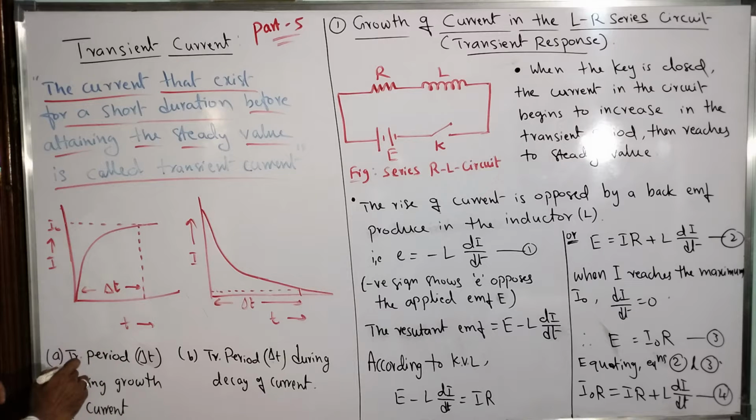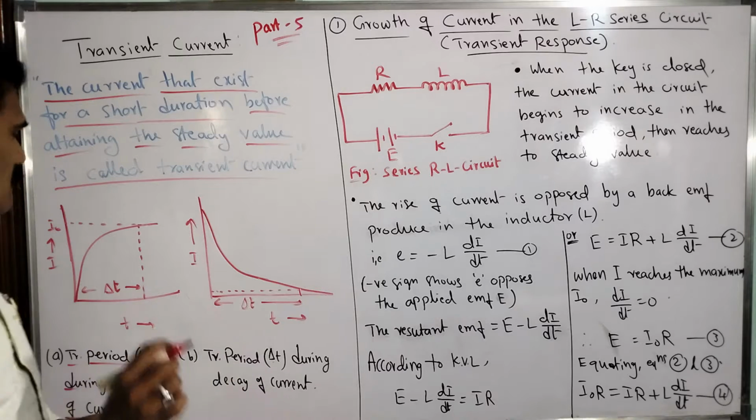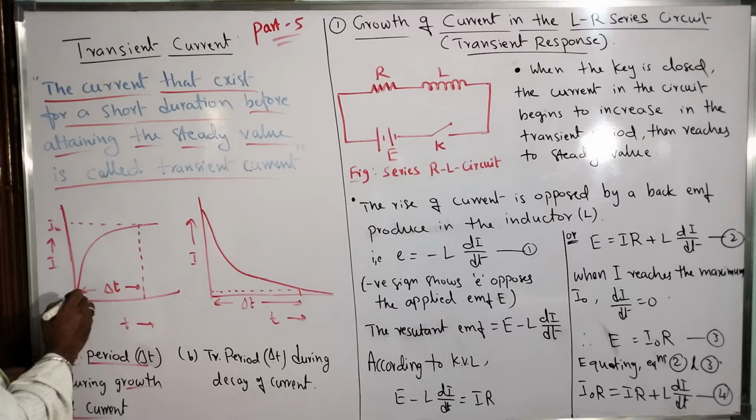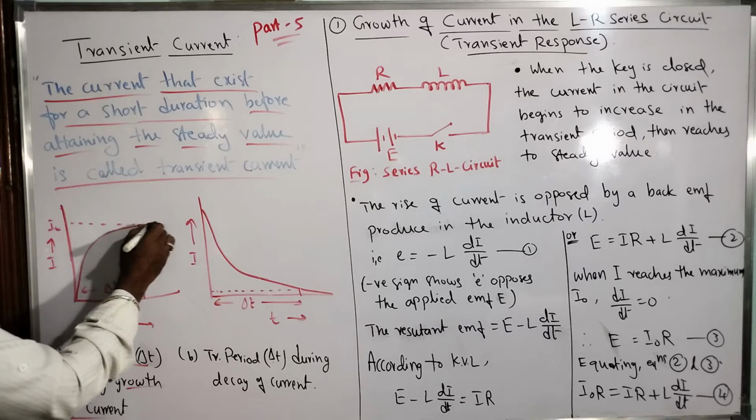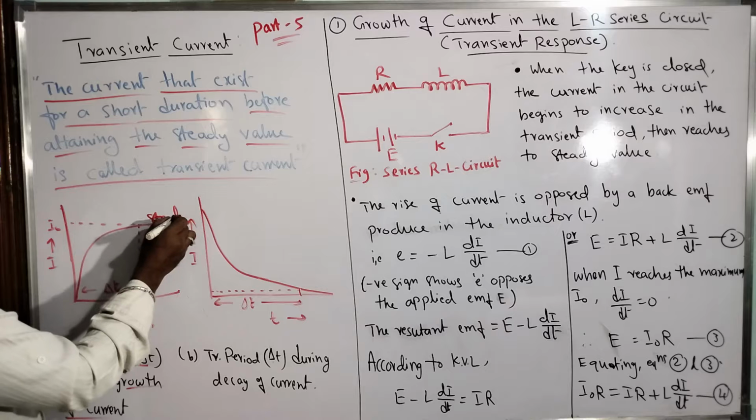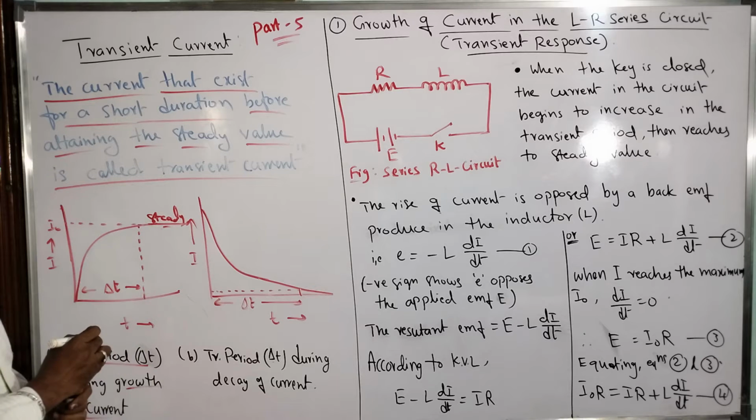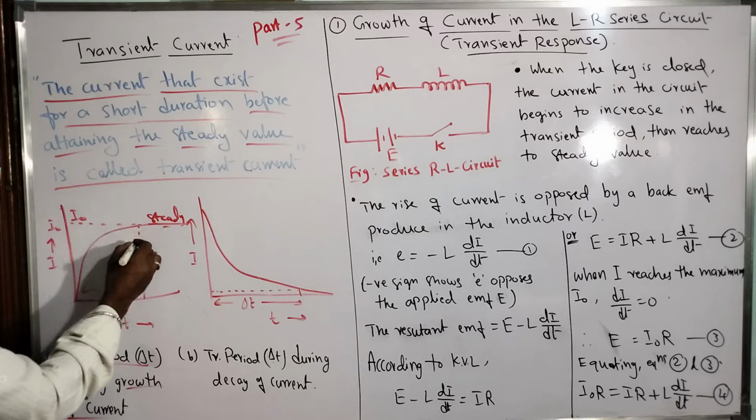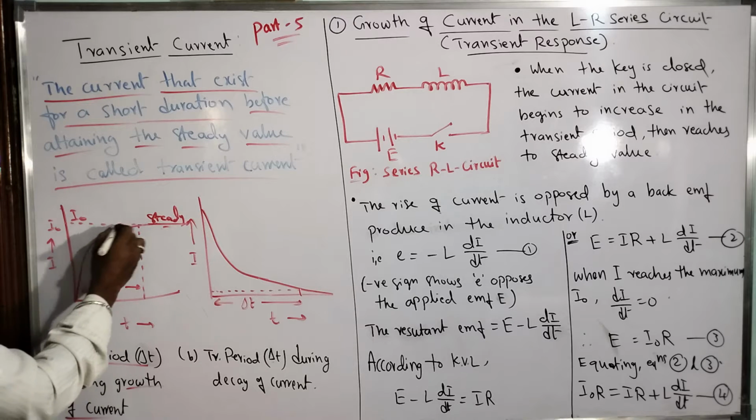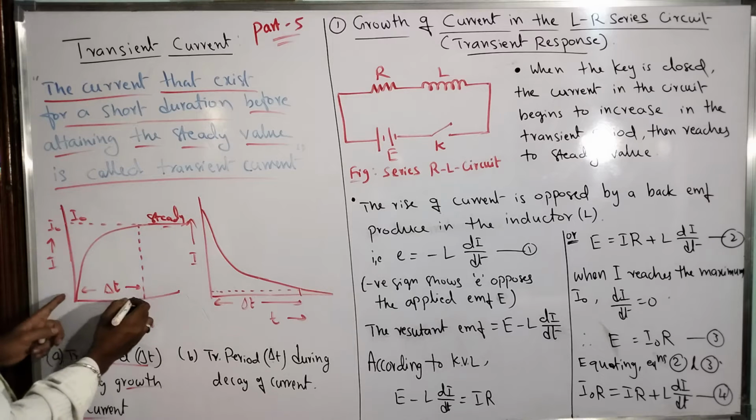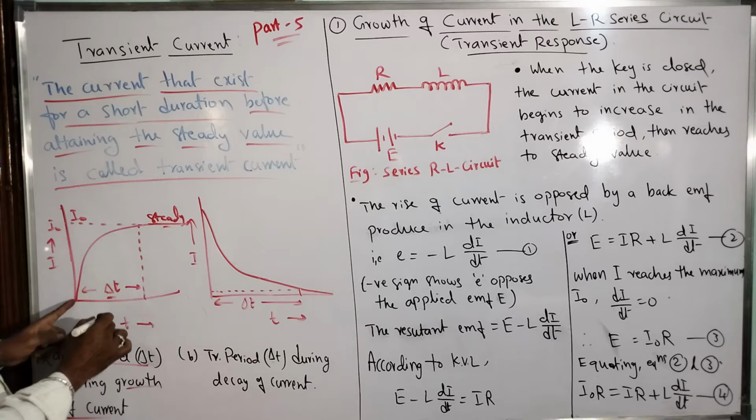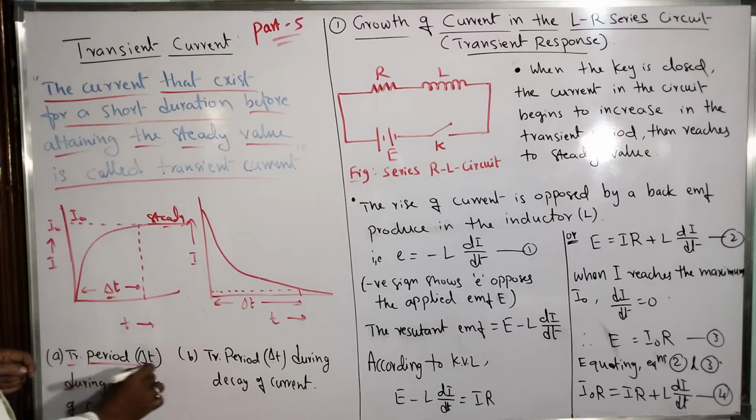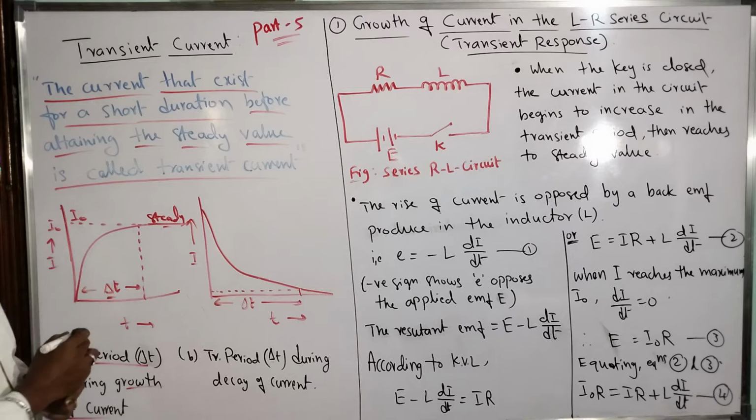This is the first graph, transient period delta t during growth of the current. That means when the circuit is just switched on, the current increases from 0 to maximum. Here it is a steady value, meaning constant current is reached. That is called I naught here. Before reaching this maximum steady value, you see the current is increasing exponentially, right? So what is the time taken? That is called delta t, the transient period during the growth of the current.